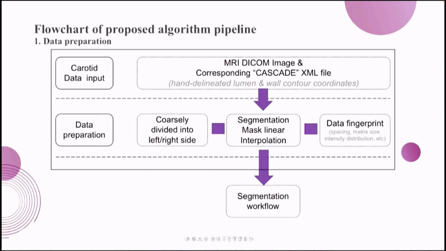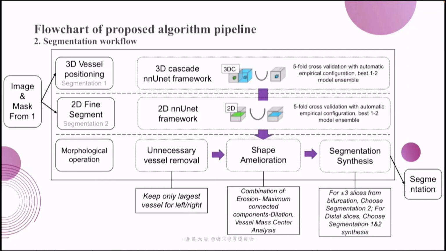The first part of the proposed algorithm pipeline is data preparation. The input images were cropped and divided into left and right parts by means of cutting the image in the left-right direction, which is defined in the DICOM meta info. Next, given the mask was delineated only in limited slices of the image, a linear interpolation was conducted to generate a rough, complete lumen and vessel wall mask for upcoming model training. Then, some meta info such as image spacing, matrix size, and the intensity distribution were recorded for the upcoming segmentation workflow.